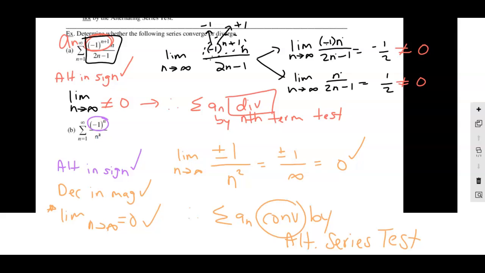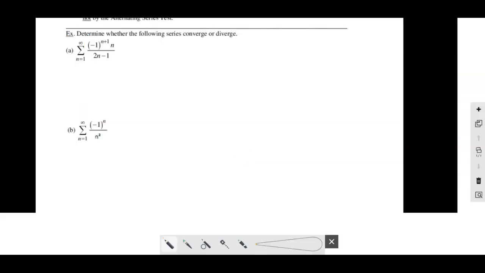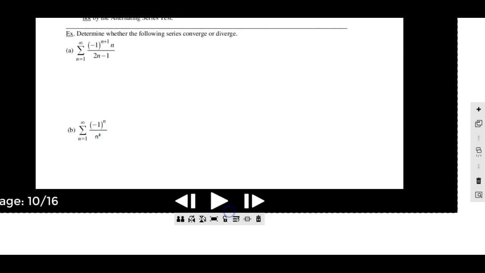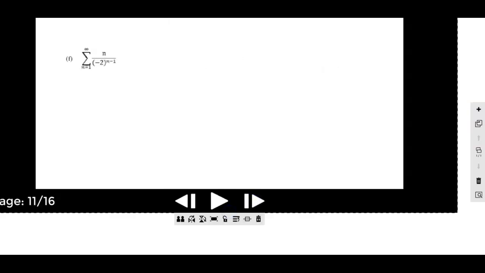And then really the work for the decrease in magnitude and the limit being 0, all of that's kind of together by just doing the limit of the general term, and then you're good to go. All right, so as long as you get check, check, check, it converges by the alternating series test. It's a really easy test. You just have to remember what the three conditions are and then make sure you check them.